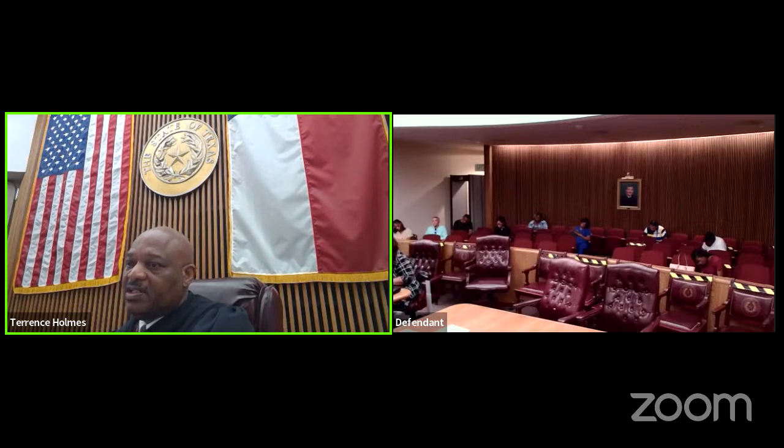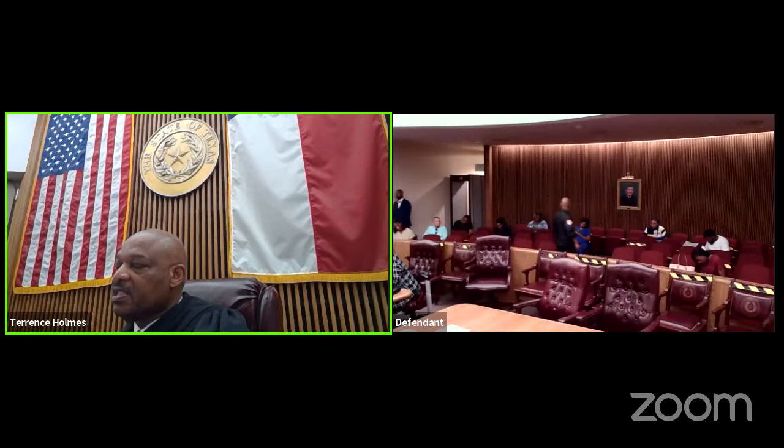Now, felony cases are divided into 5 categories. Misdemeanors are divided into 3 categories. Felony cases are classified as capital murder, first-degree felony, second-degree felony, third-degree felony, or a state jail felony. If you're convicted of a state jail felony, the range of punishment is a minimum of 6 months in the state jail to a maximum of 2 years, and a fine up to $10,000.